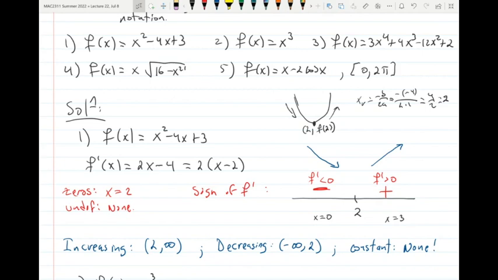Okay, so this function has a minimum at x equals 2 because it's a parabola, right? At x equals 2 we have the vertex and the parabola opens up, so we know it's a minimum. Now let's take a look at the behavior of the derivative around this point. Notice that to the left of the point the derivative is negative and to the right the derivative is positive.